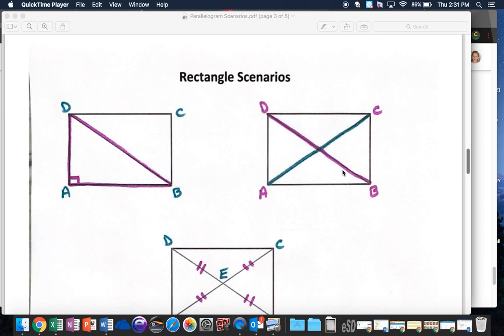Scenario 2, another big important characteristic of a rectangle. All right, with a rectangle, the diagonals, so this purple diagonal and this blue diagonal, are congruent. So if they give you the diagonals being congruent, if they give you algebraic expressions for the diagonals, you set them equal and solve.